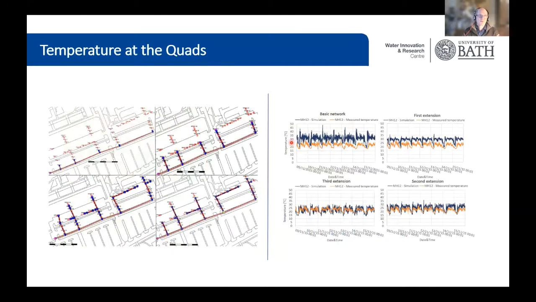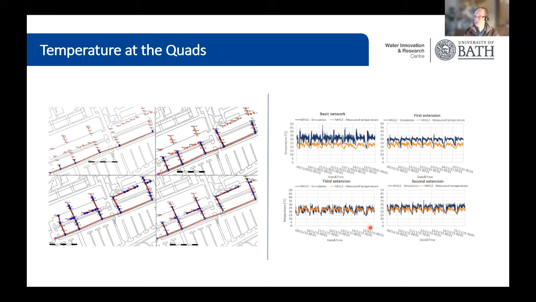And we started to model these systems first with only the mains. We expanded it with some laterals, then with some more laterals. And finally, we came to this more complicated network with a few laterals and house connection. Actually, what you see here is a bit small, but the blue line here at the back is the temperature we simulated with our model, and the orange line is the temperature we measured.